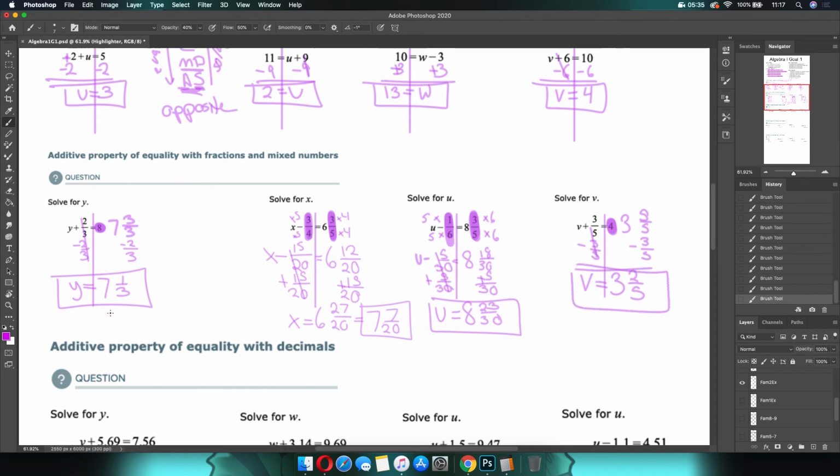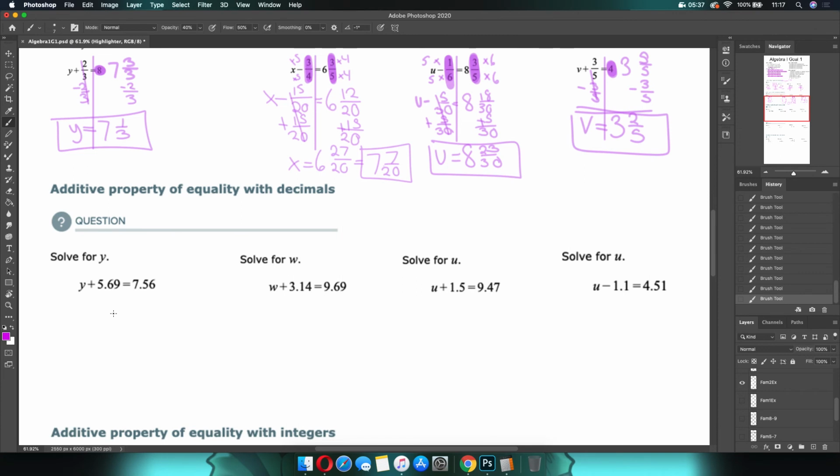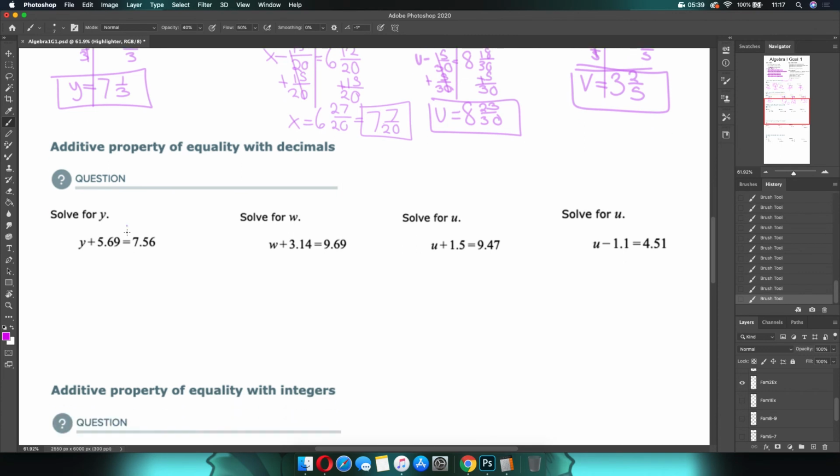Next up, decimals. If we remember anything from pre-algebra and our decimals, the most important thing you need to know is that your decimals need to line up. For the love of God, always make the decimals match. So, minus 5.69, minus 5.69.